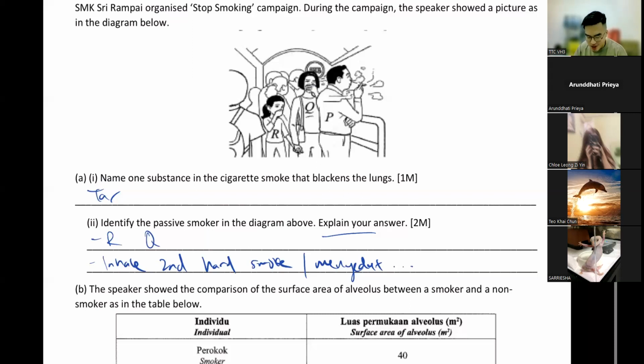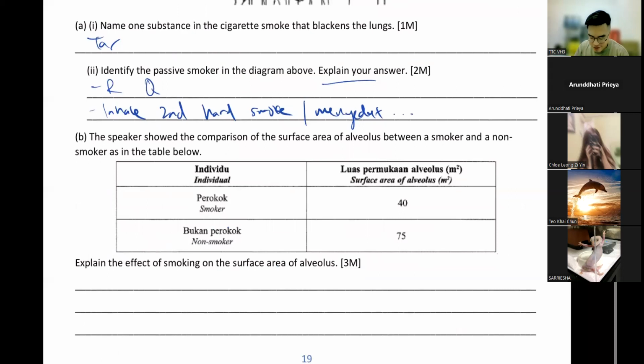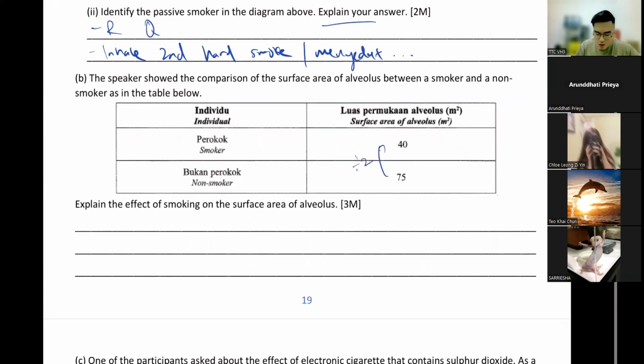Okay, anyway, so you have the surface area of your alveolus. If you're a non-smoker, your surface area is 75. This is like a tennis court, remember? Your lungs are as big as a tennis court. But a smoker is only 40. You see, half. It's half the surface area. So explain the effect of smoking on the surface area of alveolus. What happens when you smoke? What happens to the surface area of alveolus?